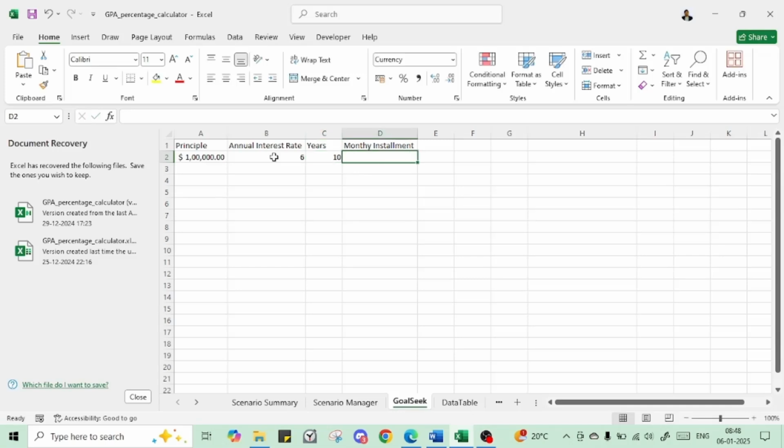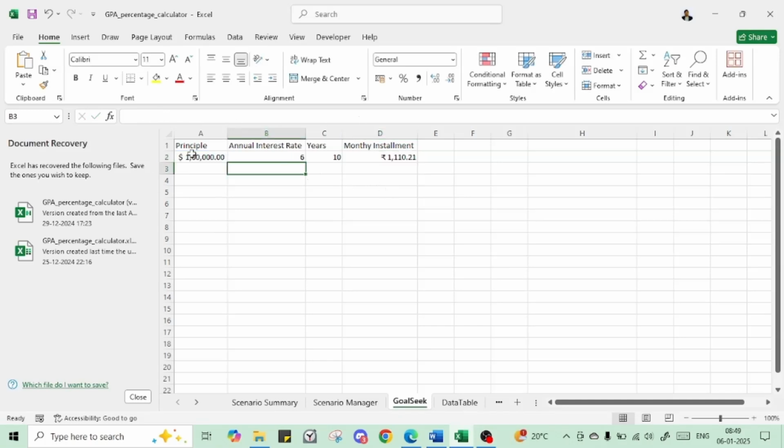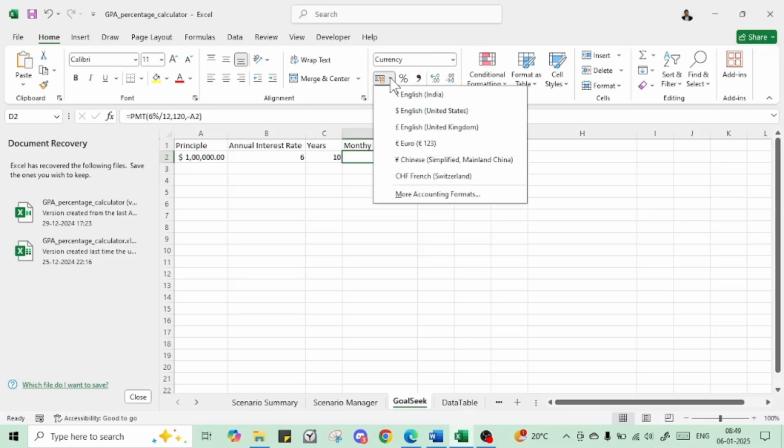The formula for the loan payment is PMT with the 6% rate of interest divided by 12, which is paid monthly. Every month we have to pay the EMI, and the number of months is 120. All these things were given. Let's generate. If we get a loan amount of $100,000 at 6% for a duration of 10 years, then your monthly installment is going to be 1,110.21, represented in dollars.